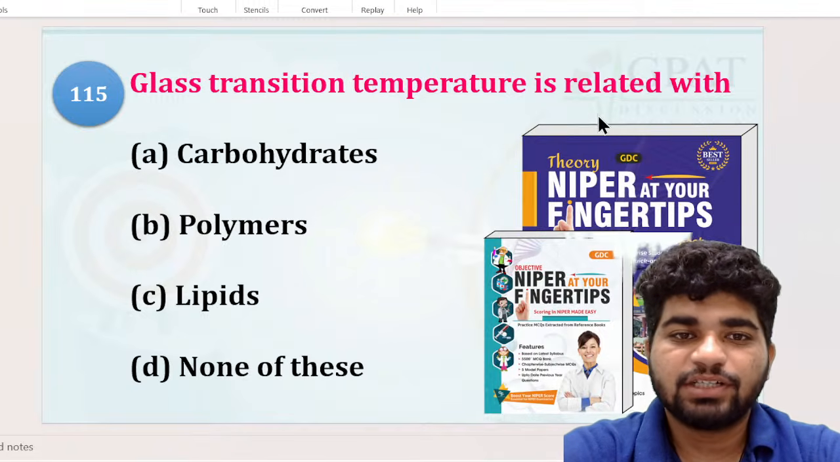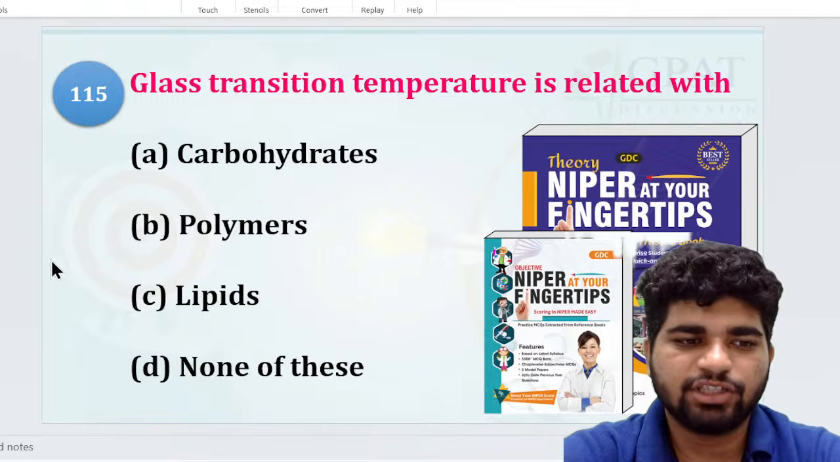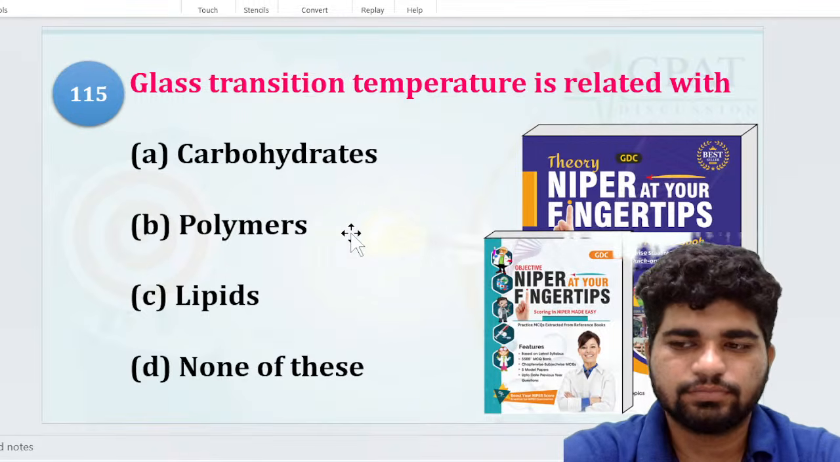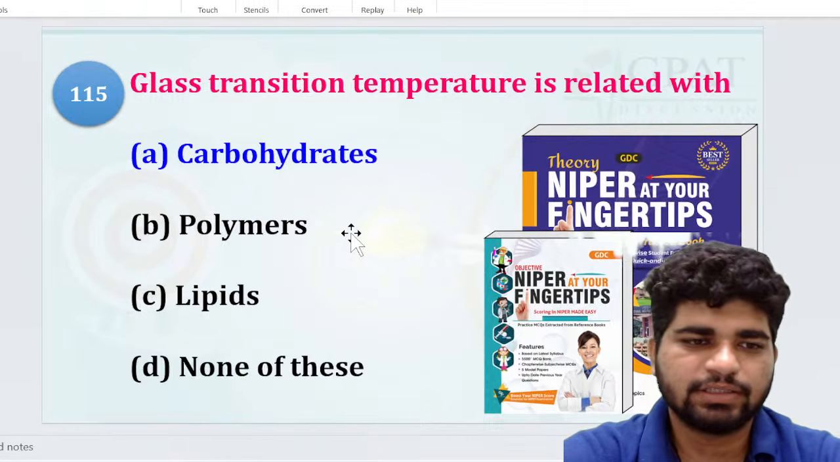Glass transition temperature is related with carbohydrate, polymers, lipids, or none of these. Glass transition temperature. So this is the last question here. Yes, glass transition temperature is related with carbohydrates.